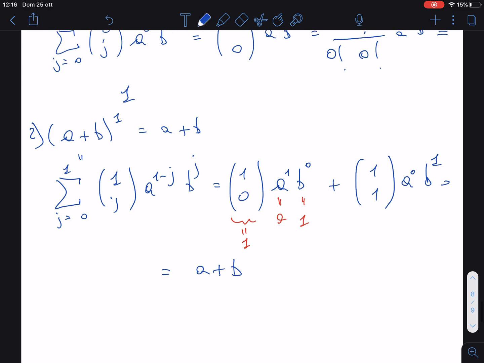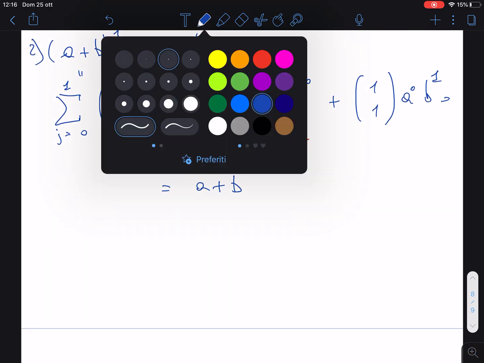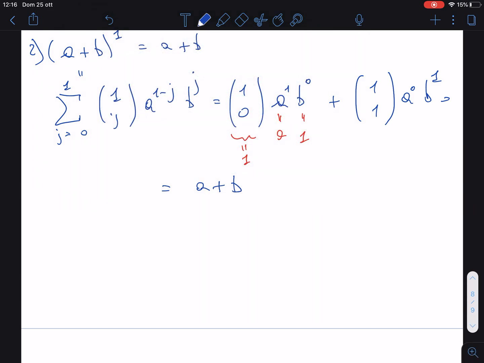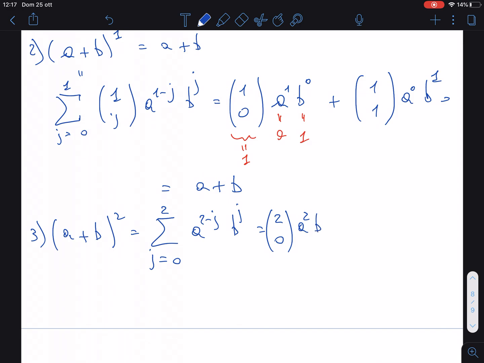So the formula works. Let us try for the second power, so for n equal to 2, we have (a+b) to the second power. This is the sum for j going from 0 to 2, and here you have a to the 2 minus j, b to the j's power, and here you have (2 choose 0) a to the second power, b to the 0 power, plus (2 choose 1) a to the first power, b to the first power, plus (2 choose 2) a to the 0 power, b to the second power.